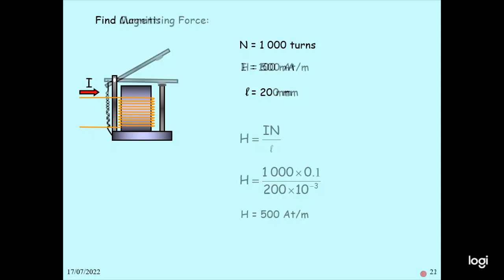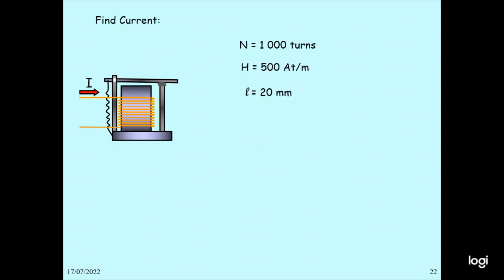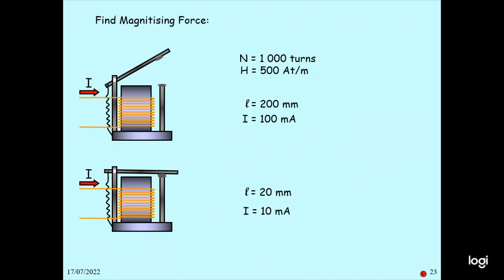You calculated it. We also need to find the current. N equal to 1000 turns, H equal to 500 ampere turns per meter, L equal to 20 millimeter. In this case, I equals H L by N, so 500 into 20 into 10 power minus 3 divided by 1000. You get I equal to 10 milliampere.